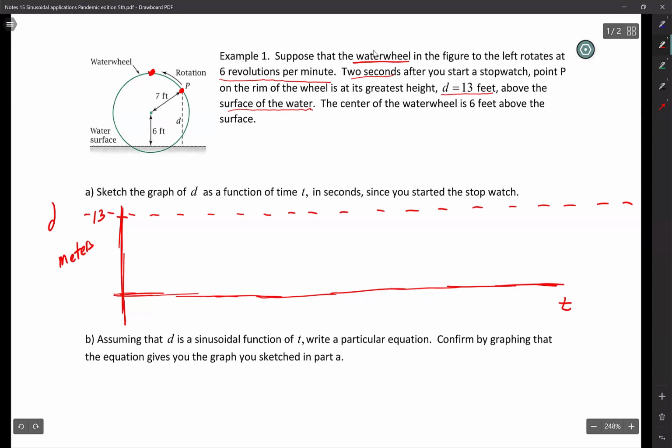And then I know my low point is way down here, and that's gonna be at, let's see, if this is 6 feet and the radius is 7 feet, then that's gonna be at -1. So it's gonna be 1 foot below the water surface. I'm gonna say it's right there. And it's obviously not to scale because if this is 1, then that 13 should be way above. And the middle, I'm gonna say the midline is right here, and that's gonna have to be 6.